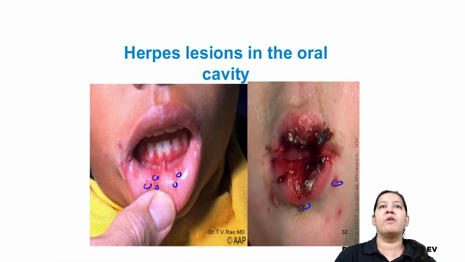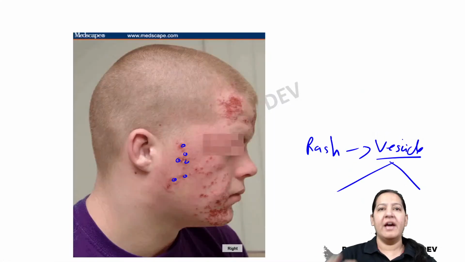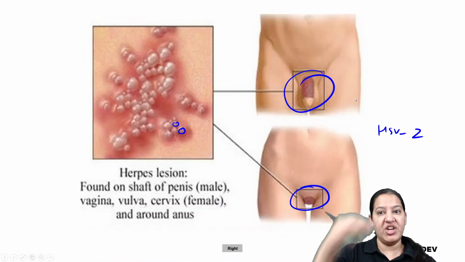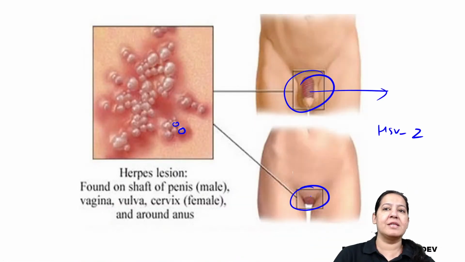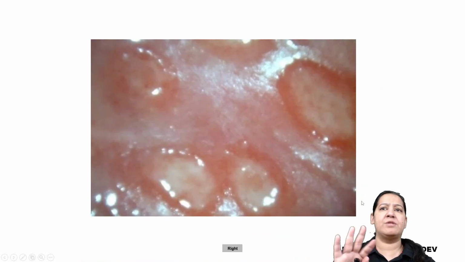So here it is in the mouth, so of course it is HSV1. Here you can see again it is the face, so again it is HSV1. But here it is the genital area. This is the penis of a male. This is the vulva of a female. So it is HSV2, right?